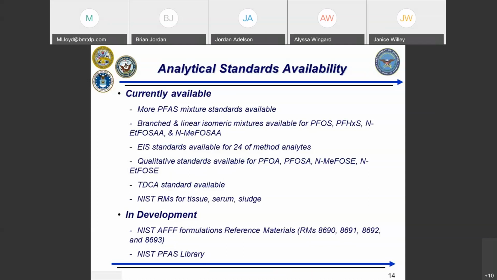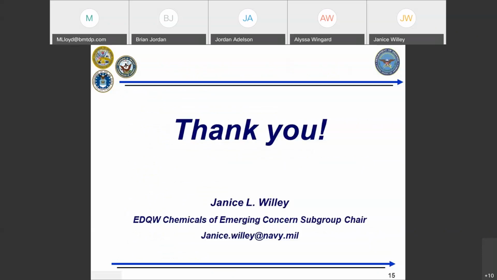The first is a NIST project that is creating 4 AFFF formulation reference materials. Obviously, this would be applicable to the AFFF method I spoke of earlier. They also are creating a PFAS mass spec library that will be applicable to non-targeted PFAS methods that are currently in development by other agencies. Obviously, there's a lot more going on in the world of PFAS, but hopefully I've highlighted some things that will prove to be helpful to you. With that, I thank you for your attention, and we'll take some questions if there's time.